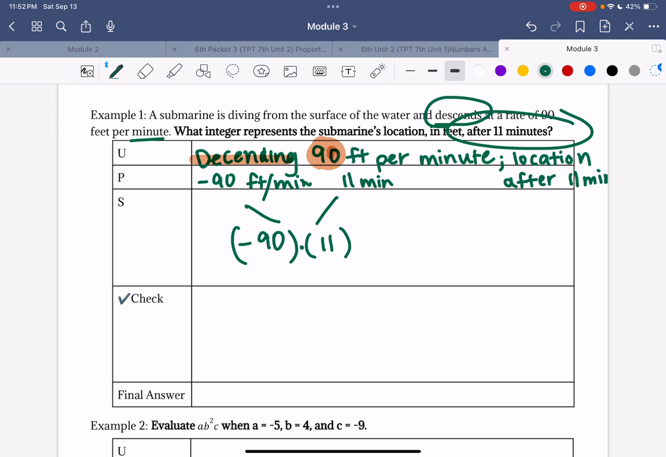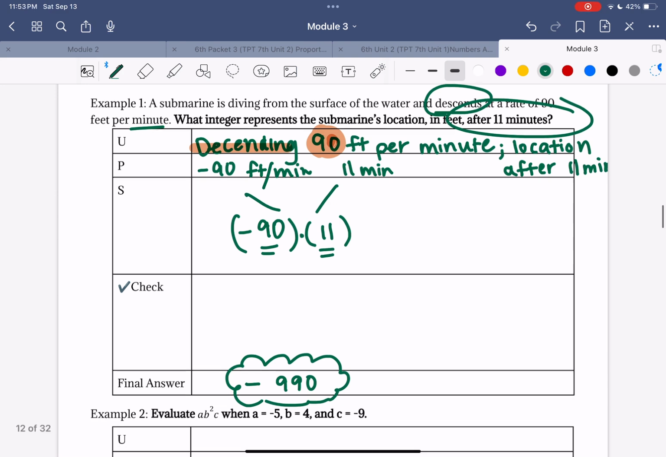And then I'm going to use the same rules I just talked about. Look at the sign, because this one is negative and this one is positive. They have different signs. So I'm going to assume my final answer has to be negative, because different signs, the answer is always going to be negative. And then I just multiply the numbers like normal. And 90 times 11 gives you 990. So my final answer means that after 11 minutes, the location of the submarine will be 990 feet below the surface.